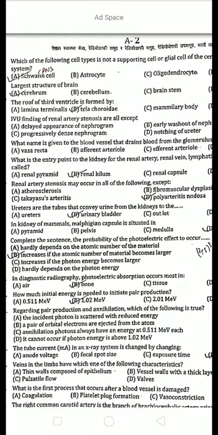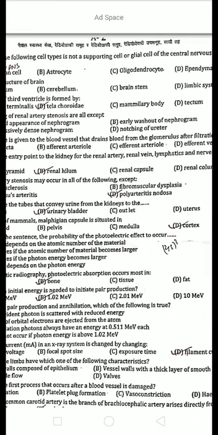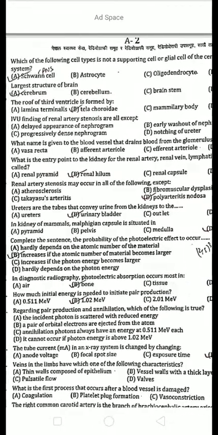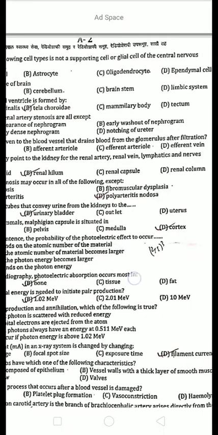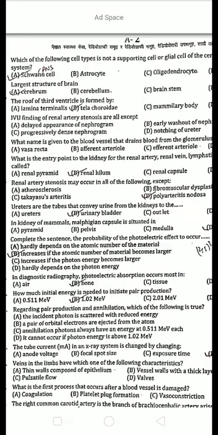Next question: which of the following cell types is not a supporting cell or glial cell of the central nervous system? Schwann cells are a PNS cell, part of the peripheral nervous system.